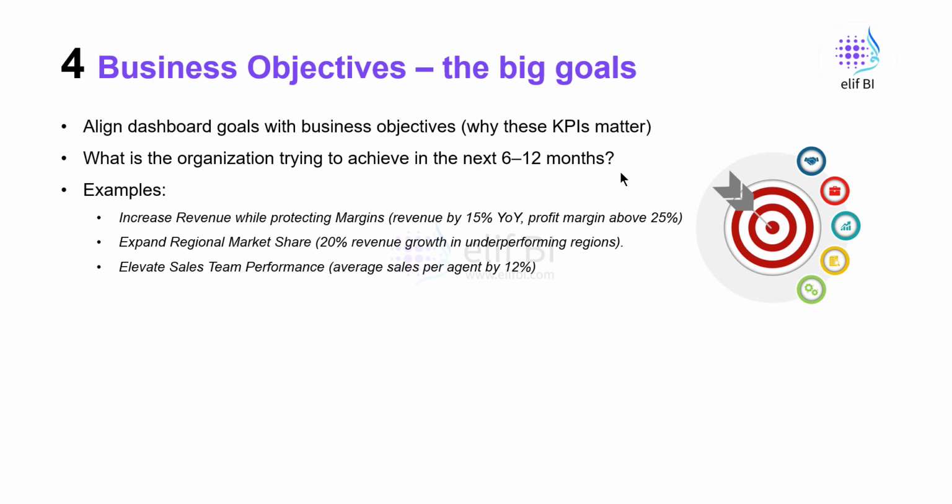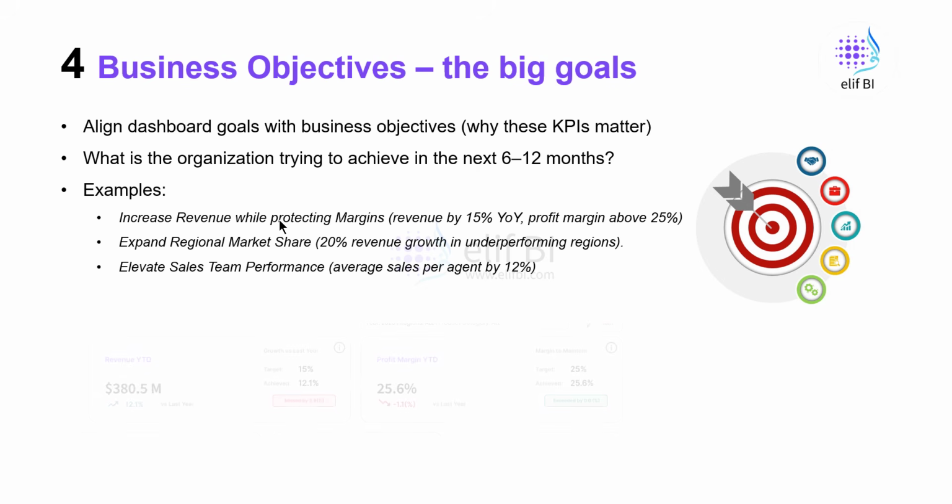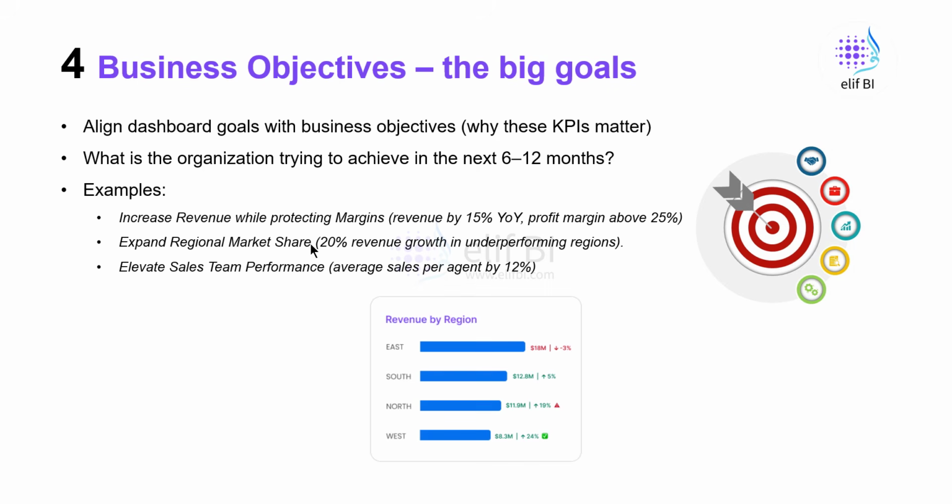So in our example, it's sales. So of course it would be like a sales target for the next year. For example, we want to increase the revenue while protecting the margins, like 15% year on year. And why would it matter? Growing sales without margin protection leads to a busy but unprofitable business, right? The second one is expanding the regional market share. And we want to increase the revenue by 20% in the underperforming regions, so that the dependence on the top performing regions can be reduced and a balance can be created.